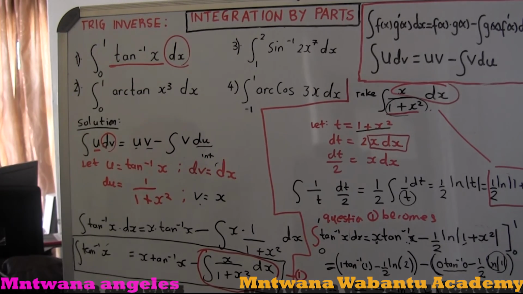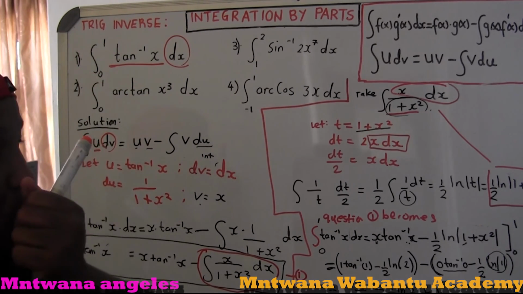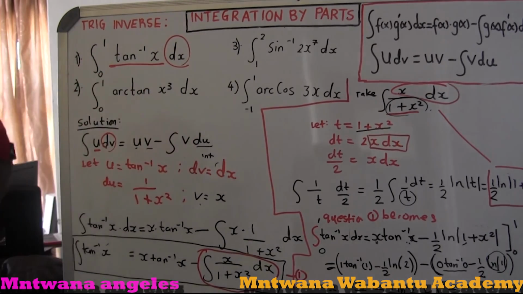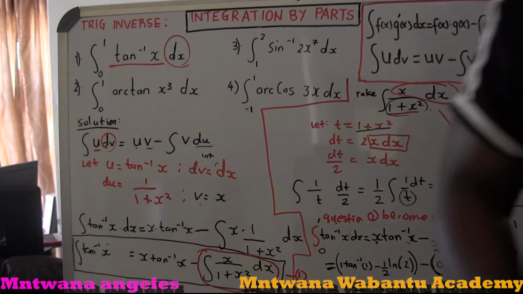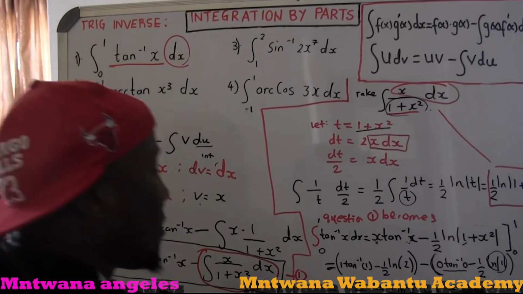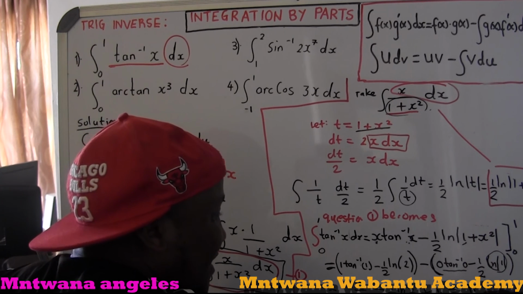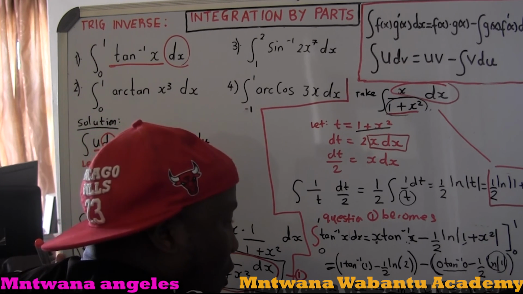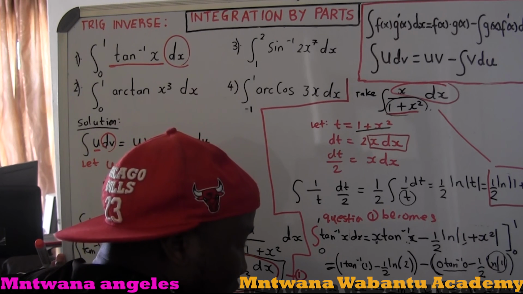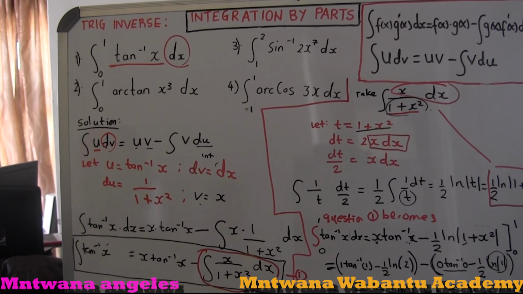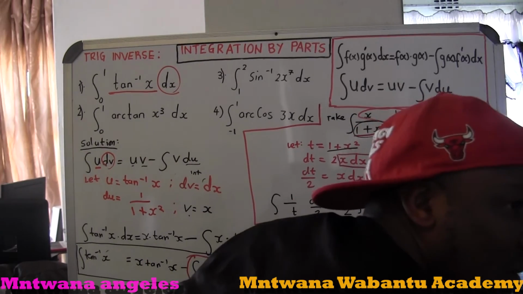So the next step, take your calculator and plug that in, and then you're going to get your final answer. Let me check in the calculator quick. So the final answer for this is going to be pi over 4 minus ln of 2 over 2. Pi over 4 minus ln of 2 over 2.